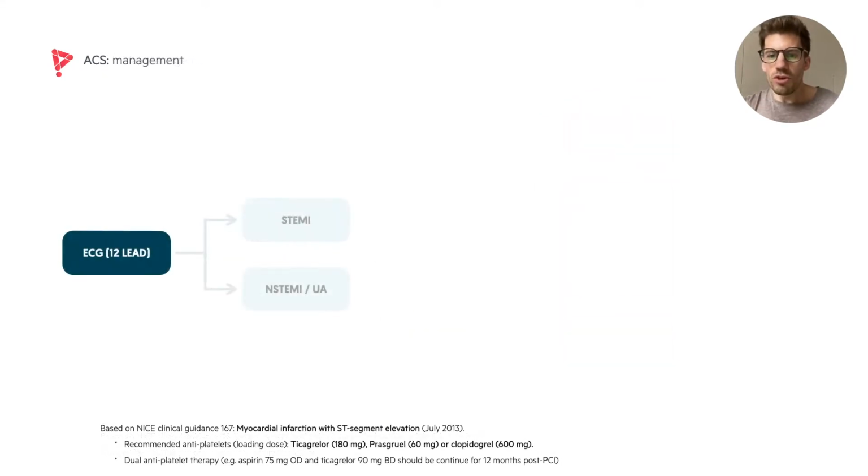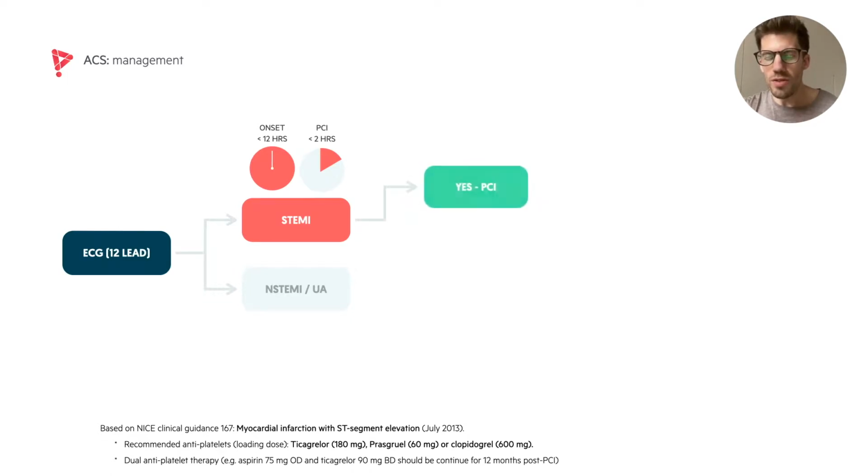We can then look more specifically at the management of STEMI and then the management of NSTEMI and unstable angina. So in a STEMI, with evidence of ST elevation on the ECG, if the patient is presented within 12 hours of the onset of pain, and we can perform a primary PCI, which refers to unblocking the occluded vessel and applying a stent within 2 hours, then we go down the PCI pathway. So they need urgent transfer to a primary PCI centre.